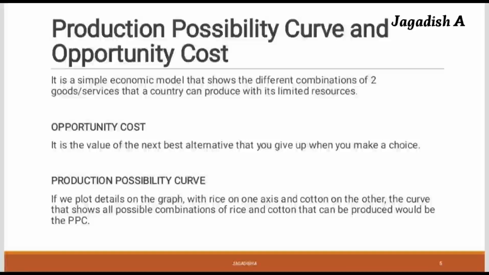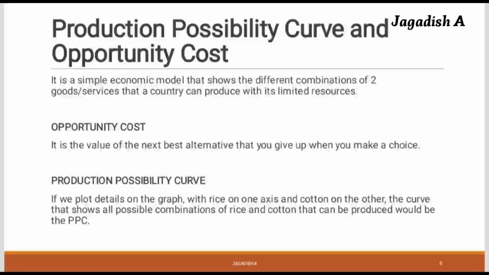If India want to increase rice production to 1200 tons, it might need to reduce cotton production to 400 tons because the same resources are focused more on rice. The opportunity cost of producing the additional 200 tons of rice is the 100 tons of cotton that India could have produced instead. Production possibility curve, now whatever the example we have taken with respect to rice and cotton.